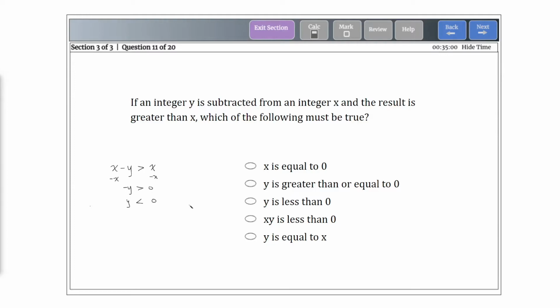It's important to note that this question uses the phrase must be true, as opposed to could be true. Quite a few of these answers could be true, so if you just rely on intuition or picking numbers, you might come to multiple conclusions, but the only one that must be true is C.